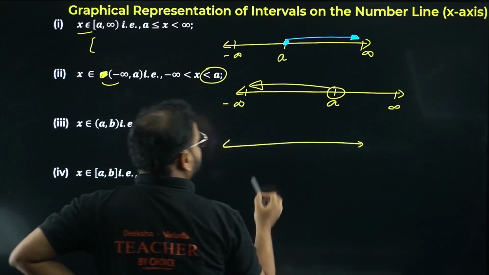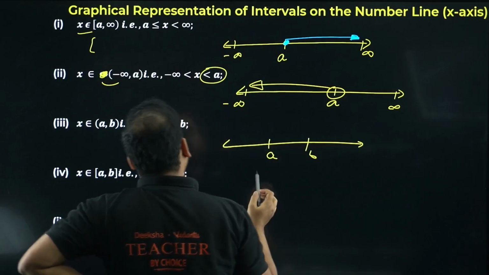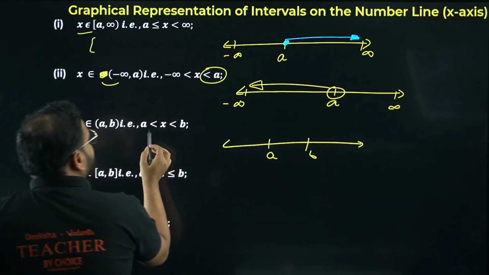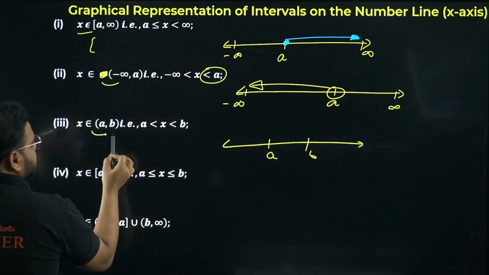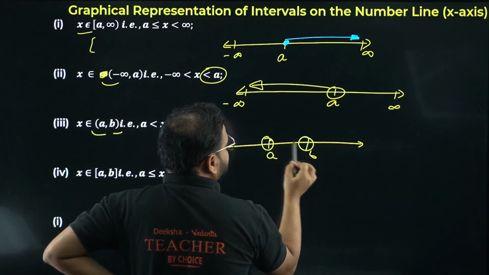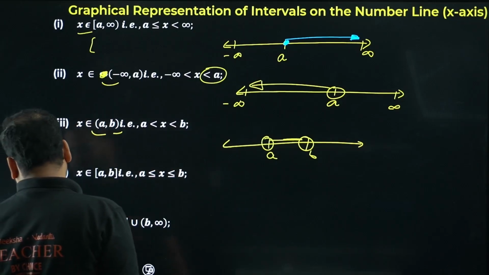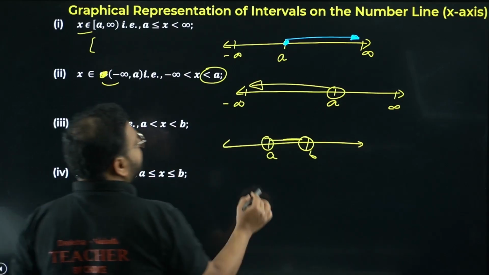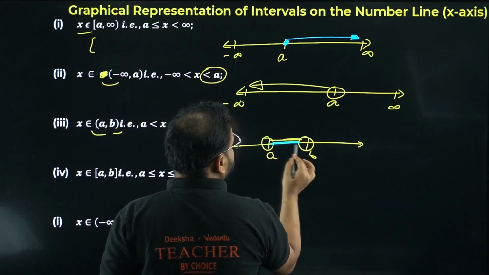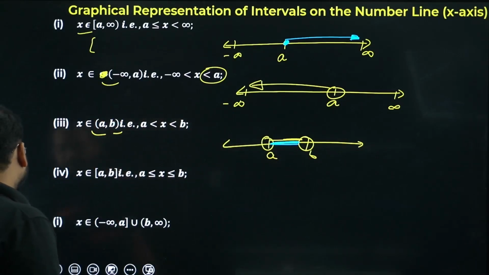We'll have two definite numbers, a and b. Between a and b, please check here, both are open brackets. It means open, and then the line joining them. That's your answer. Of course, all the numbers between a and b except for a and b. This is the answer. A and b will be open. What next is there? Please check.